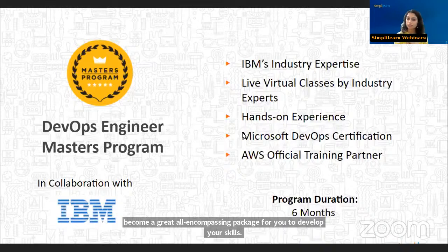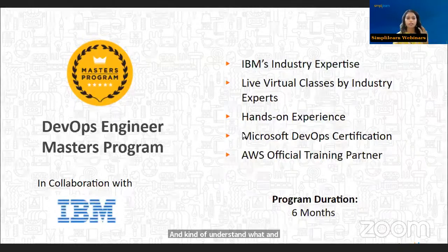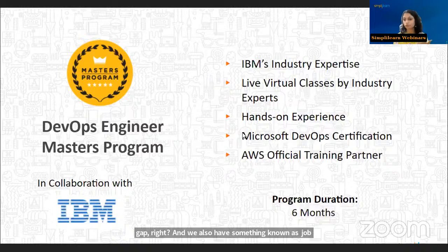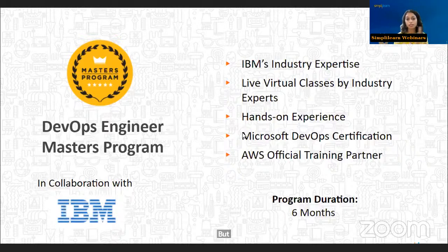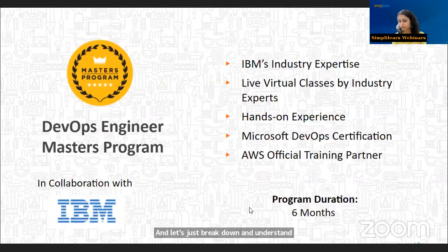Okay, so the program duration is 6 months, which means you have enough time to learn hands-on, develop your skills, interact with the trainers, and understand how you can bridge that gap, right? And we also have something known as the Job Assist program, which helps you in your profile building and helps you find suitable recruiters. This is available for Indian and US learners only, but still, you can find this program useful and it will make you job ready. Like whatever you said here, that you don't have practical exposure, that's going to happen through this particular program. Okay. And let's break down and understand how each of these elements is going to help you develop that skill.